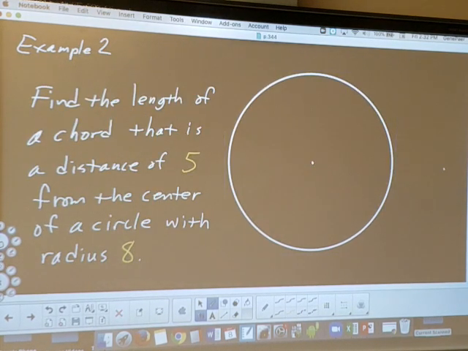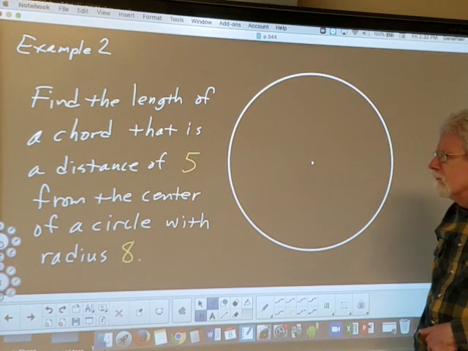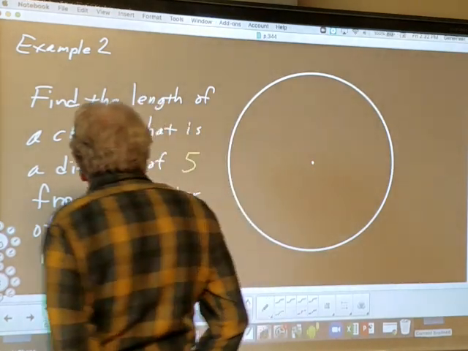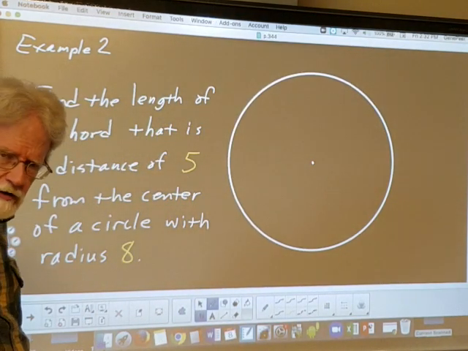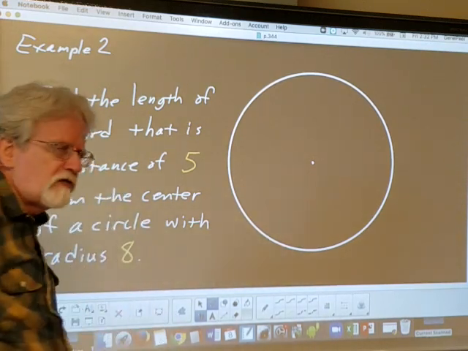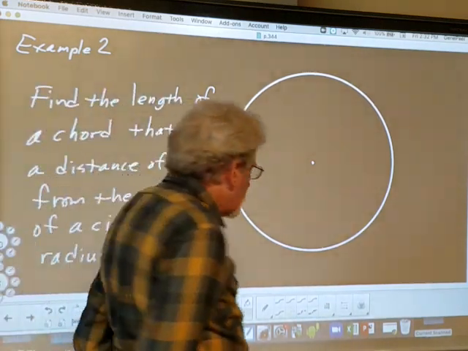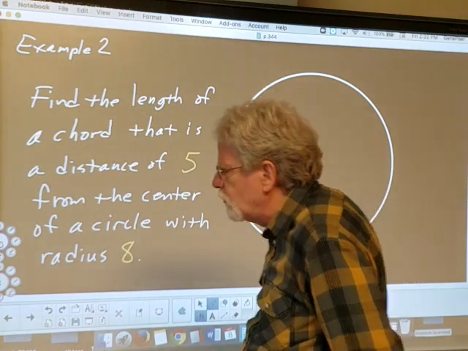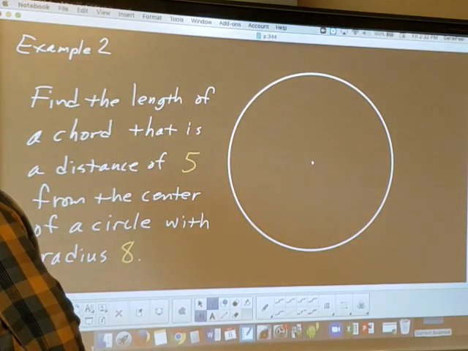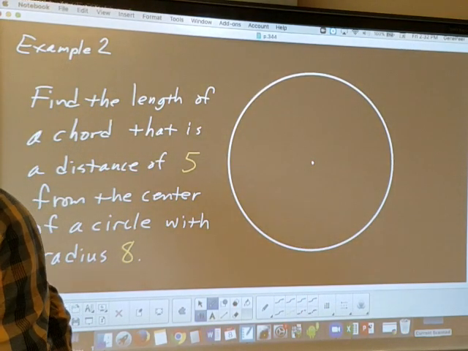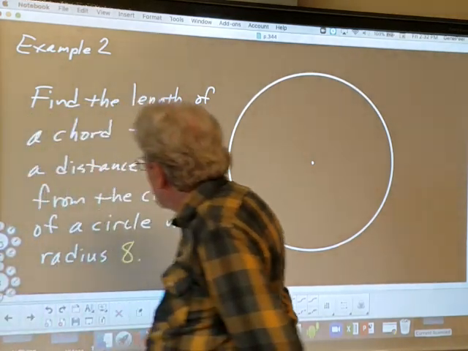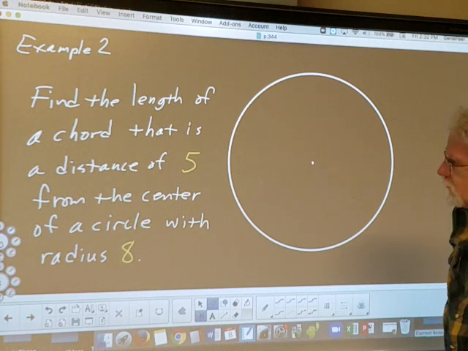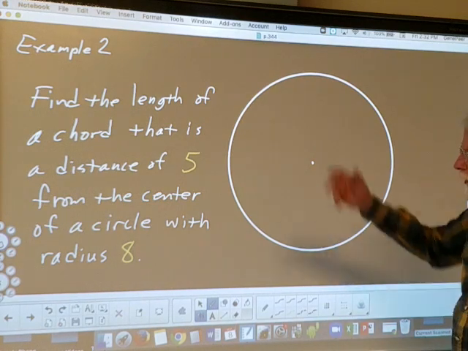Example 2. It asks us to find the length of a chord that is a distance of 5 from the center of a circle with a radius of 8. And they don't give you a diagram. Actually, in the exercises in the book, they will not give you a diagram. The diagram for this example on page 345 is part of the solution. It's not given. So you draw yourself a circle.